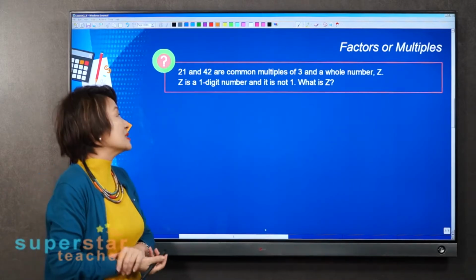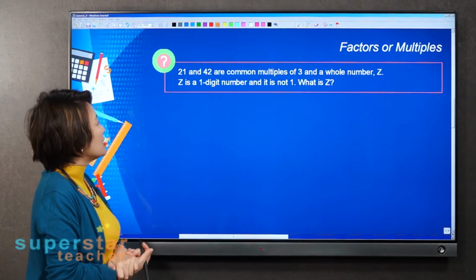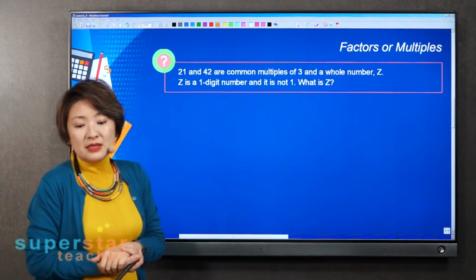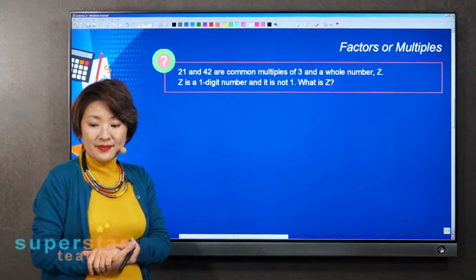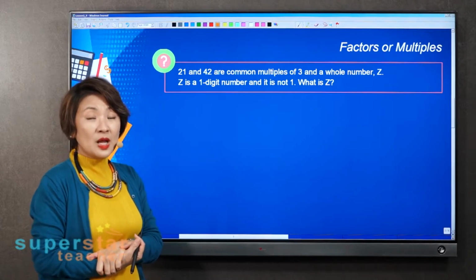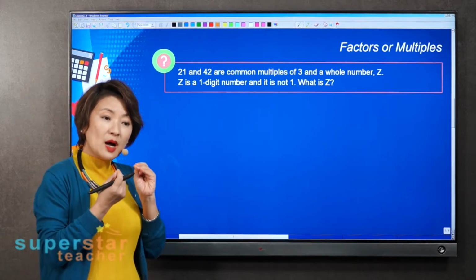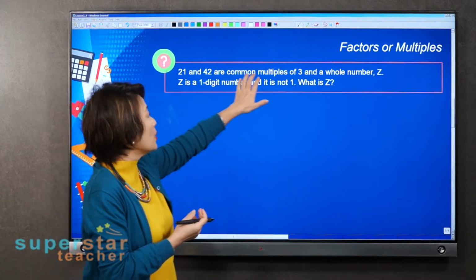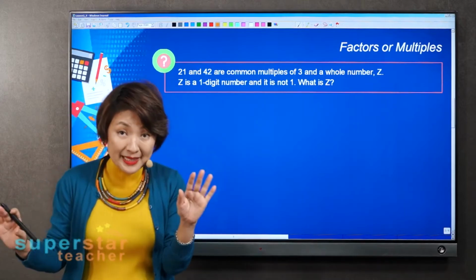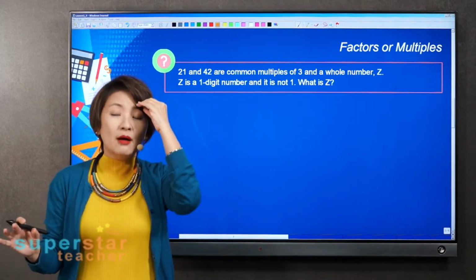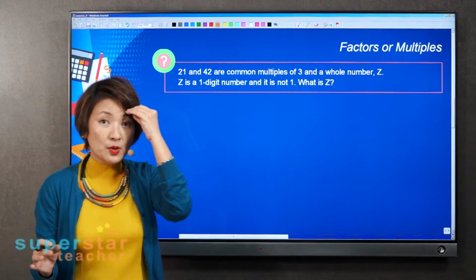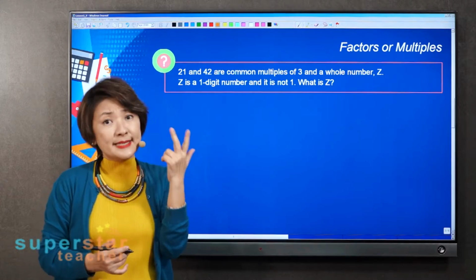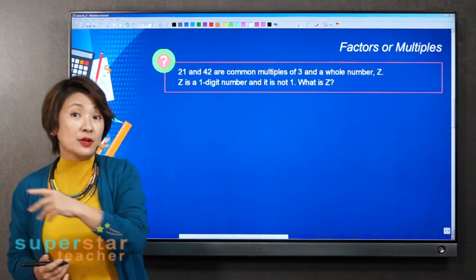Now let's take a look at this one. This one says 21 and 42 are common multiples of 3 and a whole number z. Z is a 1-digit number and it is not 1. What is Z? I chose this question because a lot of people get stumped by questions like this. When you see the word multiples, generally we will register that we are looking for multiples. So we will start with 21, 42, 63, and so on. But take time to read.